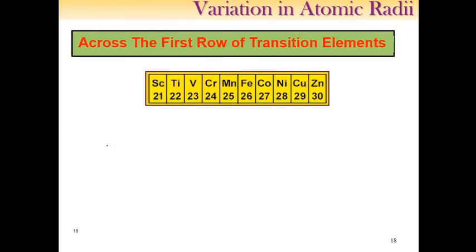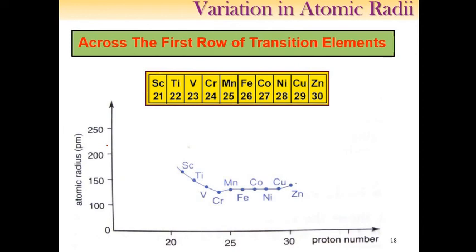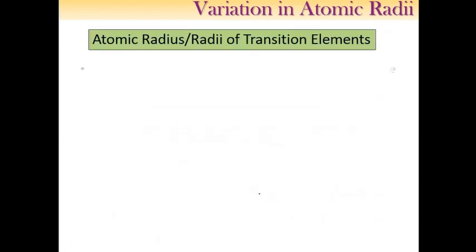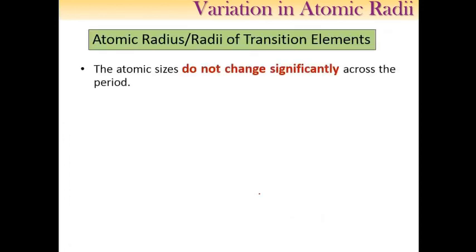Now we look at the variation of atomic radii across the first row of transition elements. From the graph shown, for the elements of transition from scandium to zinc, the atomic radius of transition elements is almost constant across the period. Why? The atomic radii of transition elements do not change significantly across the period.